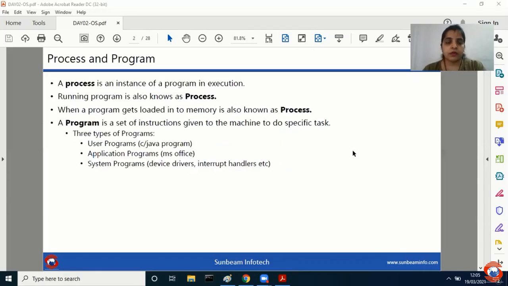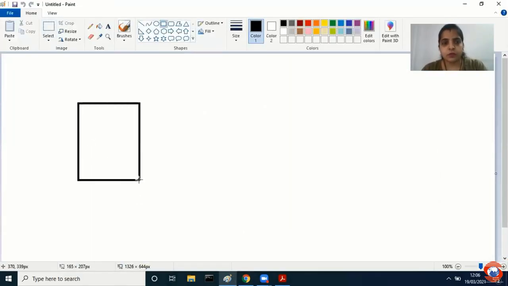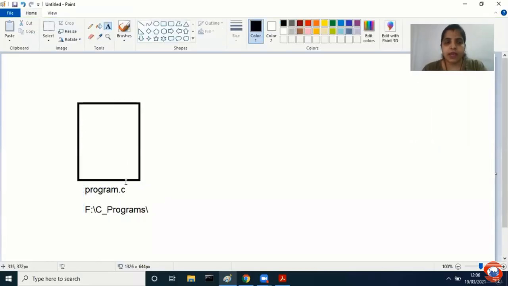So let us start with the difference between a process and a program. For example, you all have written a number of C programs. Assuming I have written a program.c, and assume it is available in my F drive, in the C programs folder. This program is written in C, having the extension .c. This program has some specific task to be performed. Anything where we write a set of instructions to perform some task is called a program.